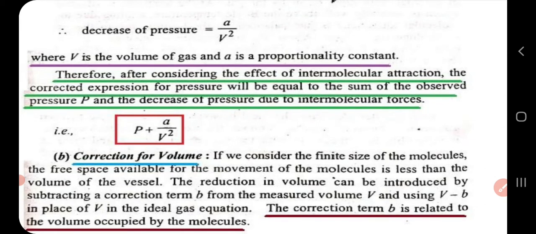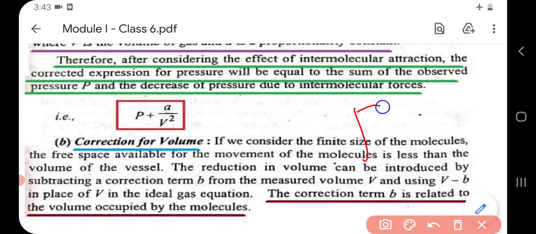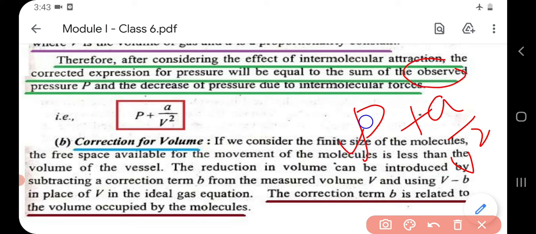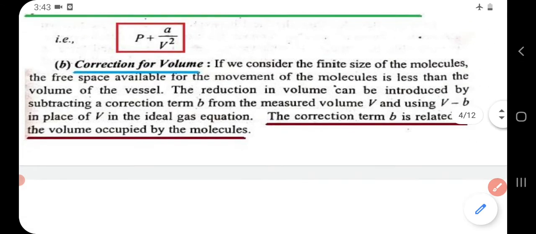Thus, by considering the effect of intermolecular attraction, the expression for pressure has been corrected. Earlier, without correction, pressure was written as P, but now after applying this correction, we write P plus a by V square, that is, the sum of the observed pressure P and the decrease of pressure a by V square due to intermolecular forces. So, this is the corrected expression for pressure: instead of P we write P plus a by V square.